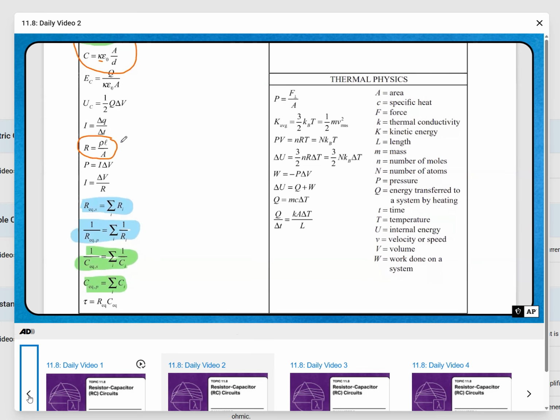These are the variables set in the factory. And notice what happens to area in these two equations. In capacitors, the area is in the numerator. For resistors, the area is in the denominator.